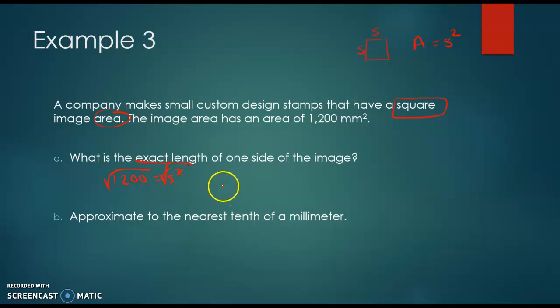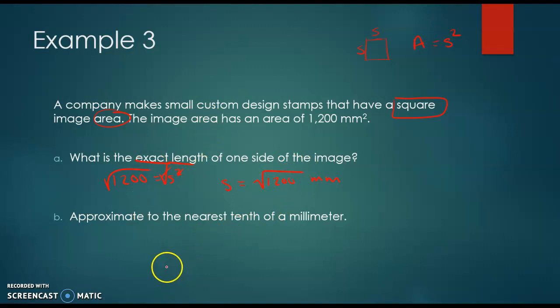And so now, 1,200 is not a perfect square. So guess what? S equals, now this one we're not going to put plus or minus. Why? You can't have a negative side length. So it is just going to be the positive version of the square root of 1,200 millimeters. Why? Because this is exact, right? If you remember, we talked about irrational and rational numbers, and the square root of anything that is not perfect is irrational, which means the decimal goes on forever.